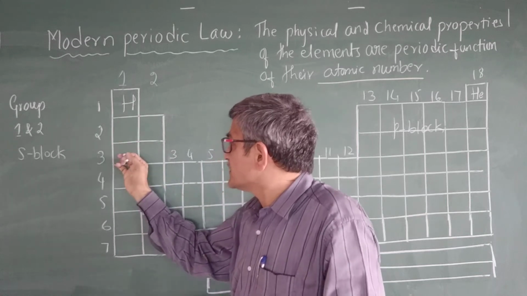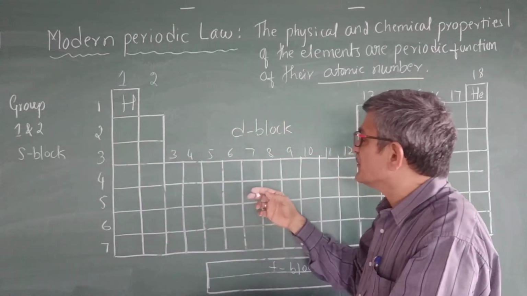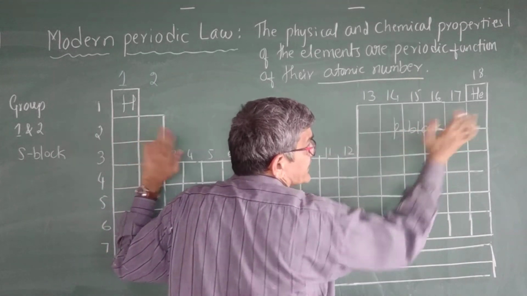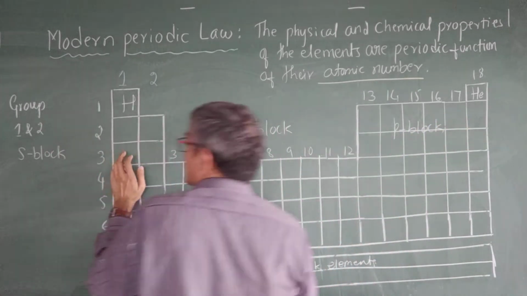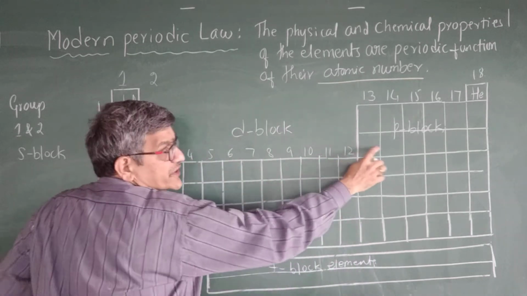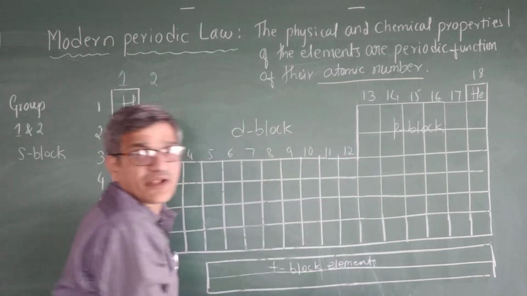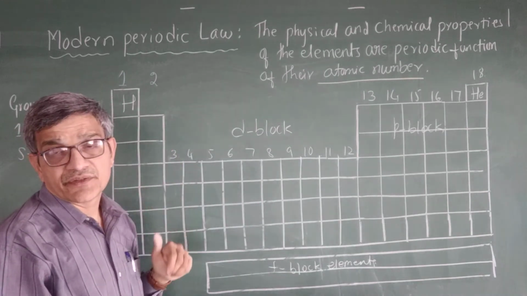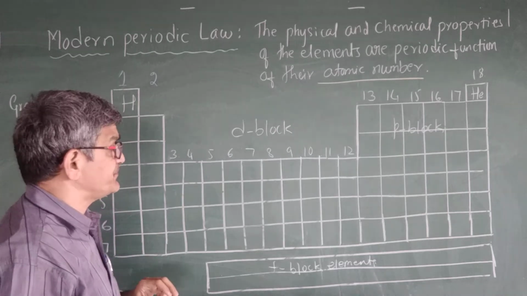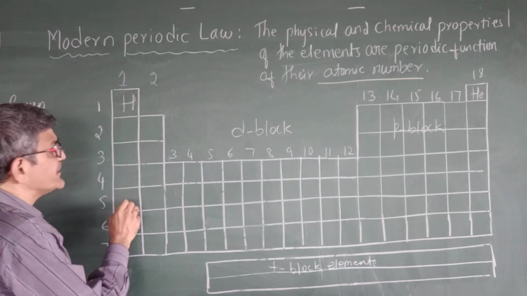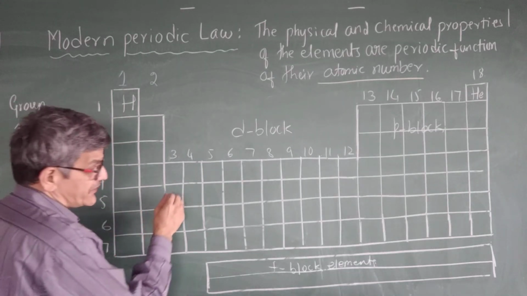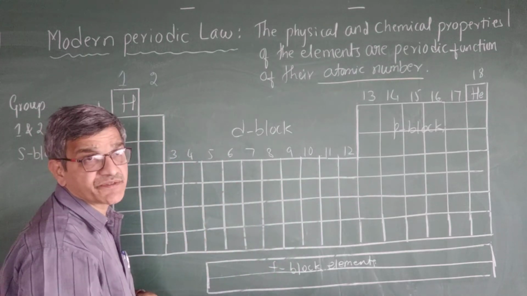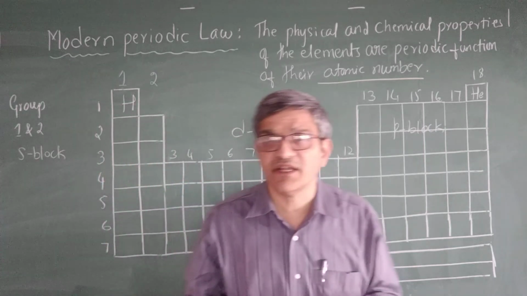Then how many elements do the second and third periods have? The second period has 1, 2, 3, 4, 5, 6, 7, 8. Similarly, the third period also has 8. So 8 elements each in the second and third period. They are called short periods. Next, the fourth and fifth. They have 8 plus 10, that is 18 elements each. They are called long period elements.